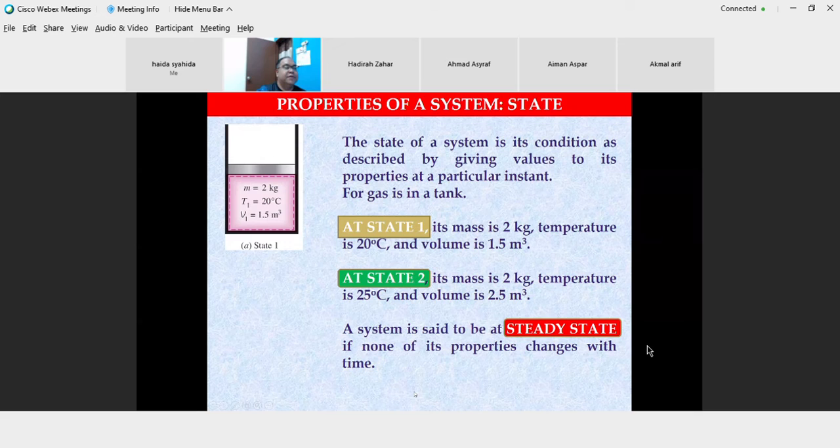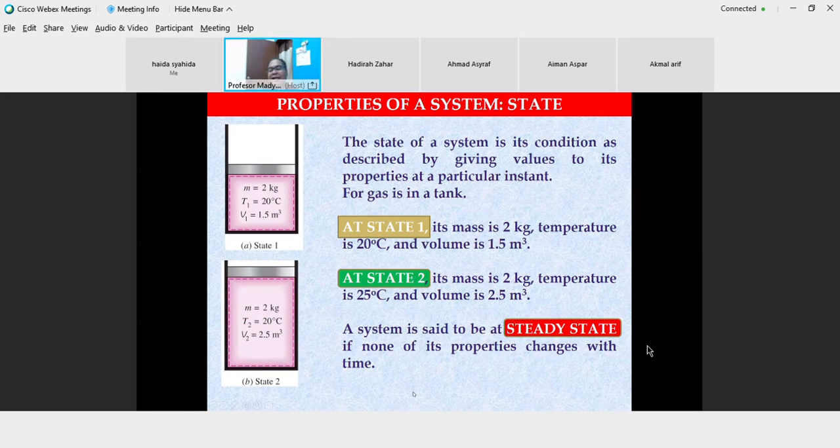Now, so this is the piston cylinder device. Okay, so the state, what we call a state. Okay, the state of a system is a condition as described by giving value to its property at particular instant.